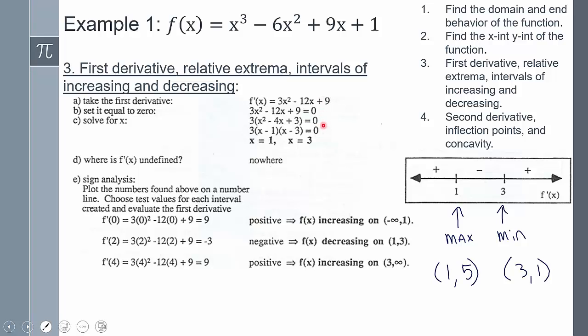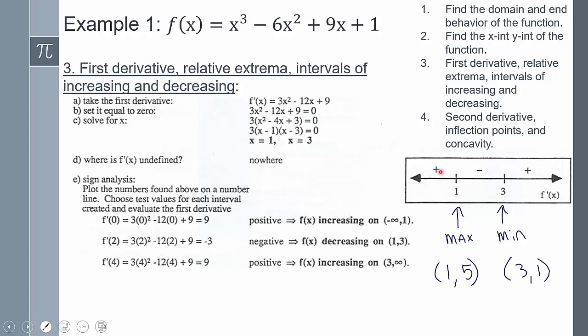So then I set it equal to 0, and I factored it. And so I found my critical numbers to be 1 and 3. Now I don't have to worry about any undefined values, right, because it was a polynomial. And then the sign analysis: if I take my critical values and put them on the number line and find the intervals of increasing and decreasing, I plug in a value on this side, plug in a value in between, plug in a value on this side, I get positive, negative, positive, or increasing, decreasing, and increasing.